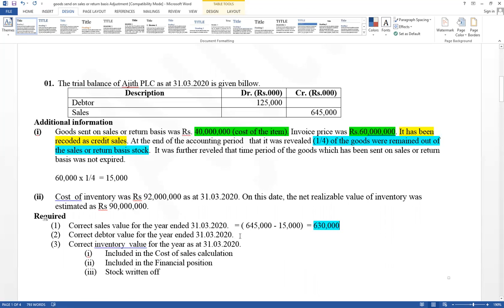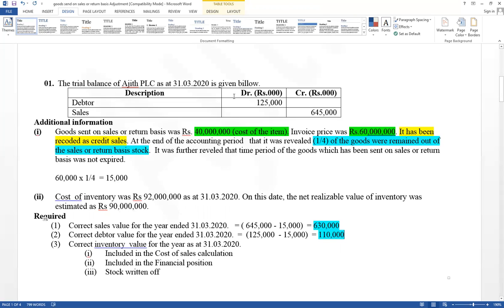And they also ask for the correct debtors value. The trial balance has given data values. Debtors in the trial balance is 125,000 on the debit side. From that value also, 15,000 should be removed. It has already been recorded as sales. Therefore, the debtors account is debited and the sales account credited already 60,000, but 15,000 should be removed. Therefore, the correct debtors value equals 110,000.